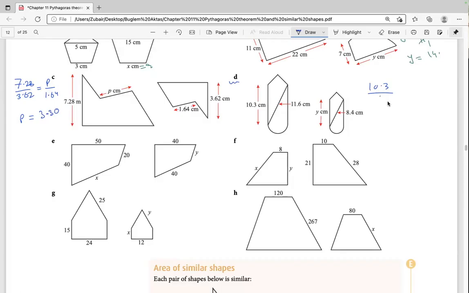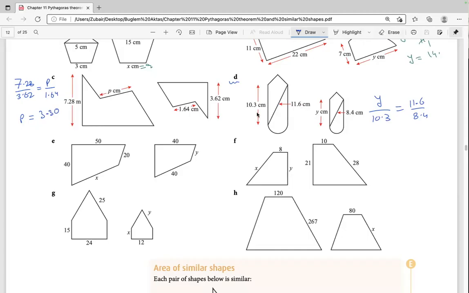Oh, no, no, 10.3, it's 11.6. Wait, take your time. Y over 10.3 equals to 11.6 over 8.4, because that's a diagonal line. Diagonal over diagonal and straight over straight.